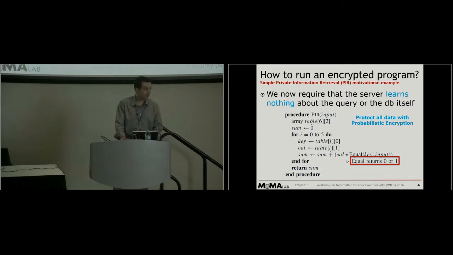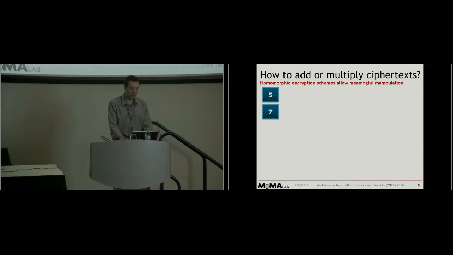first problem. You want to implement something that corresponds or has the same context as multiplication, but your input is ciphertext now. And you also want to do the same thing for addition. And one way to solve that is to use homomorphic encryption. Homomorphic encryption allows you to manipulate ciphertext in a meaningful way. And in this example, let's say we have plaintext values 5 and 7.